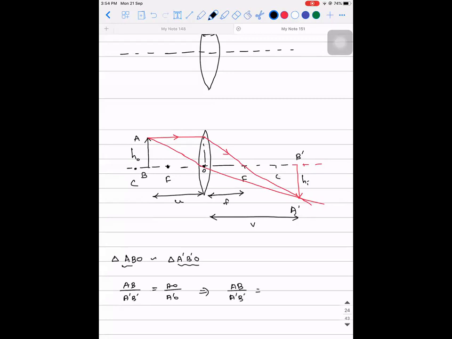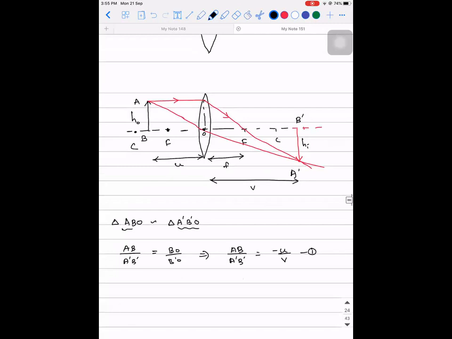So let's hold it. What is AO divided by A dash O dash? So what is AO? Oh, sorry, not AO, it is BO. Did you understand why I'm considering only BO, not AO? Because AO represents the hypotenuse, it has nothing to do. Whereas BO represents the base, right? So what is BO? Minus U. Very good. And OB dash, V. It is plus V. That's right.